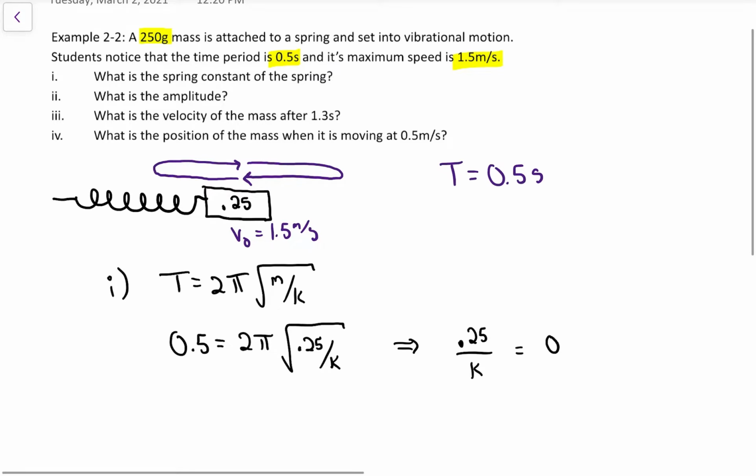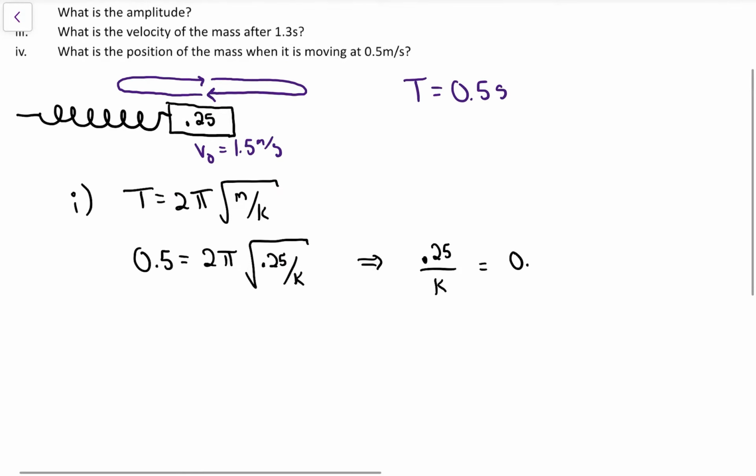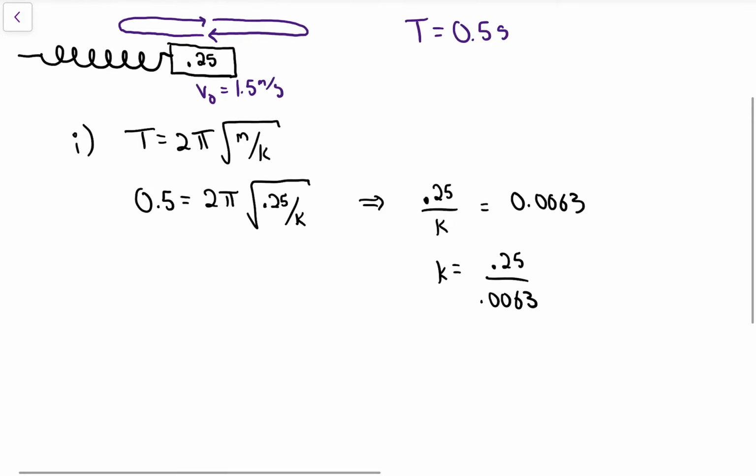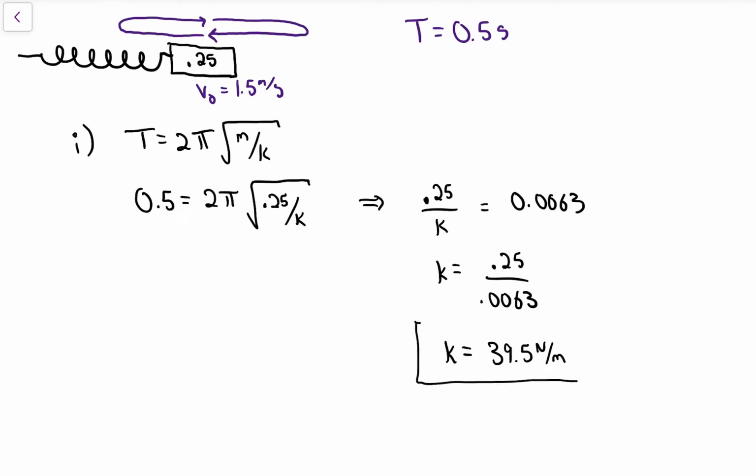That turns into this ugly decimal. I'll just put down a few of them. 0.0063. And it keeps going, but that's enough for me to write down. To solve for k, I multiply both sides by k, then divide both sides by the 0.0063 number. Basically, the k and the 0.0063 number trade spots. When we crank that out within rounding, I got k to be almost 40, 39.5. So from the time period equation, we can get the k.